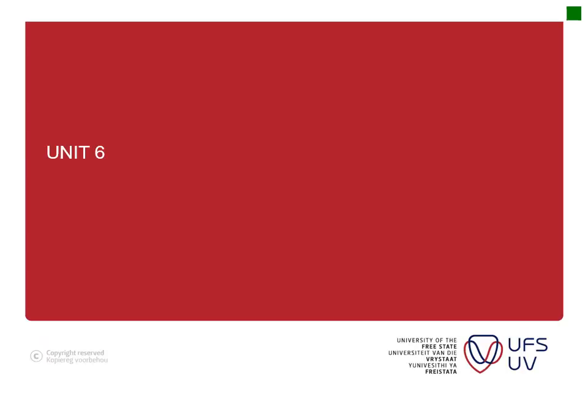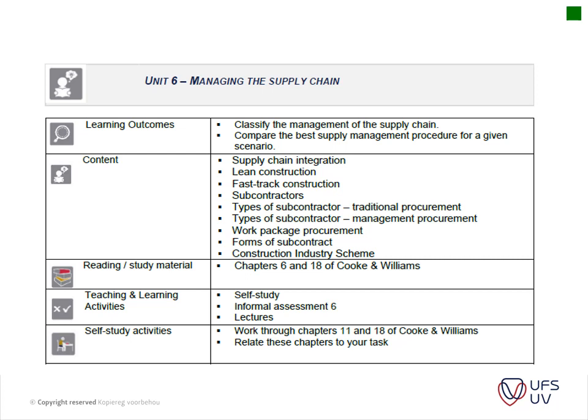So in unit 6 we're going to look at chapter 6 and 18 of Cook and Williams, and we're going to have an informal discussion on these two. We already did chapter 18 previously, so you can go through chapter 18. I'm just going to go through the theory of chapter 6. Just be mindful, there's a bit of a typo. This should actually be chapter 6. This is a 6 if you're wondering. So just go through that.